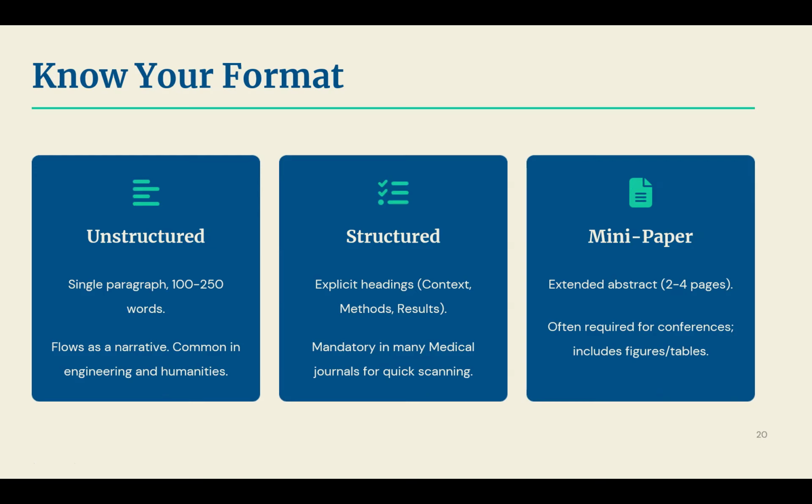Unstructured abstract is typically the most established form, in which you cannot have paragraph breaks. It's written in a single paragraph, typically 100 to 250 words in length, but the length might be different. For you to determine what length it should have, you have to refer to the submission guidelines. Actually, it flows as a narrative, right? In engineering and humanities, this unstructured format of the abstract is typical.